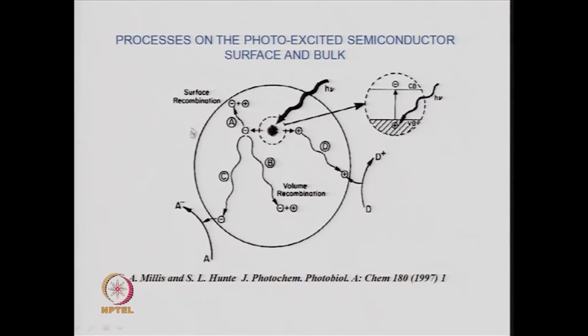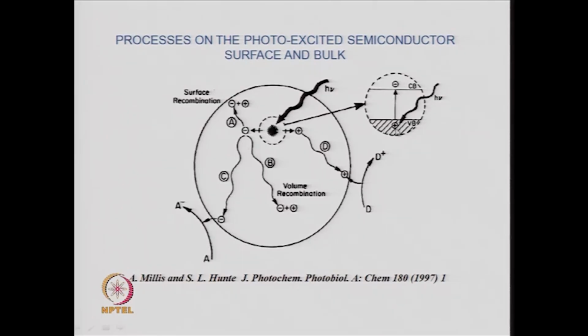Now, if this is a catalyst particle, several processes occur when light falls on this catalyst, which is a semiconductor. In the bulk you have this band diagram for the catalytic material, and when light strikes, you will be generating holes in the valence band and electrons in the conduction band.